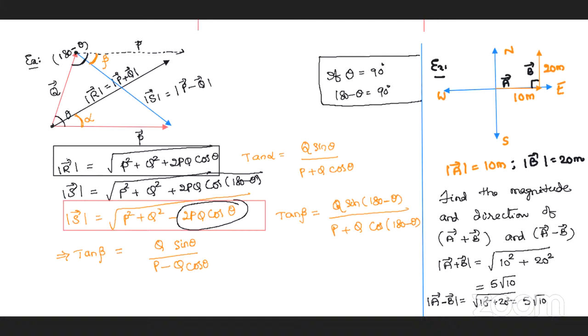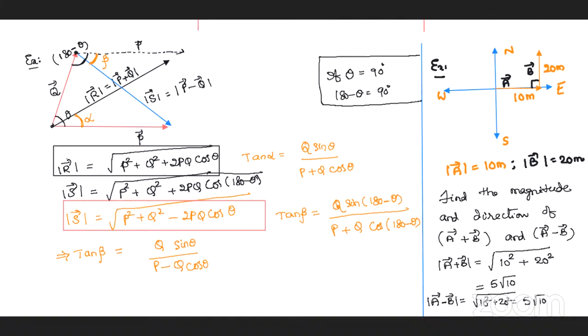Okay, what you understood from this problem: if two vectors are perpendicular to each other, look at the magnitude of the vector sum, mod of a bar plus b bar, the magnitude of a bar plus b bar is equal to the magnitude of a bar minus b bar also.